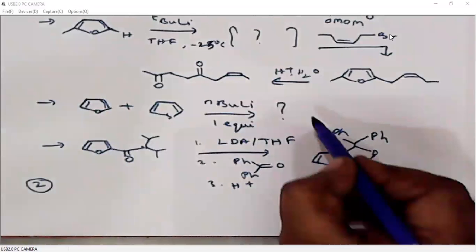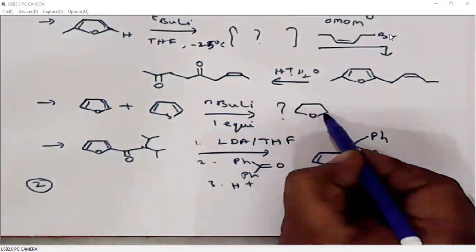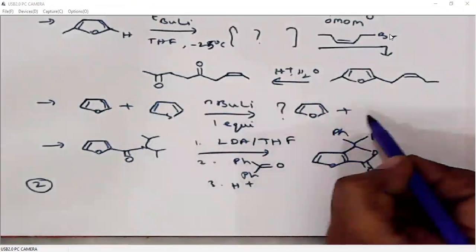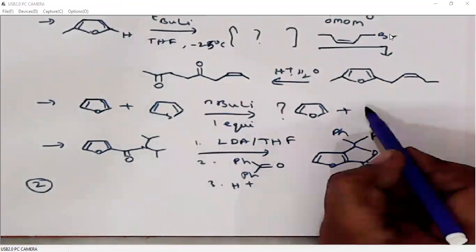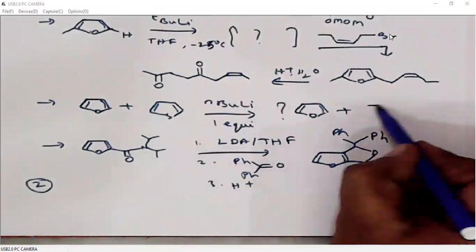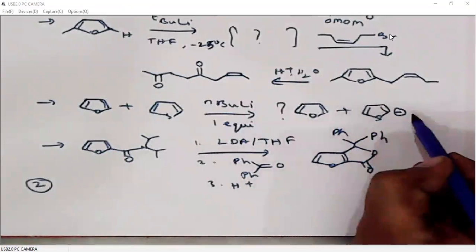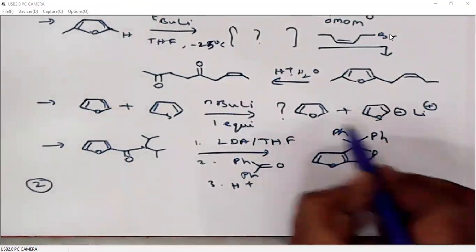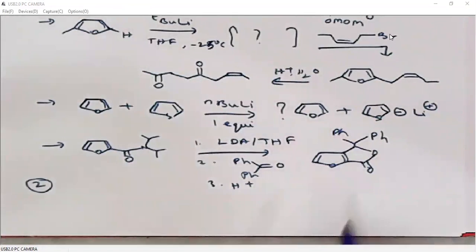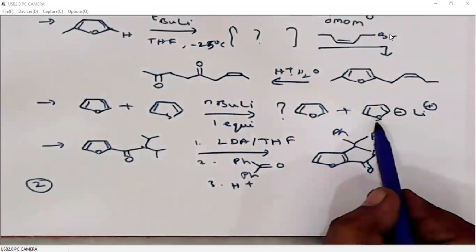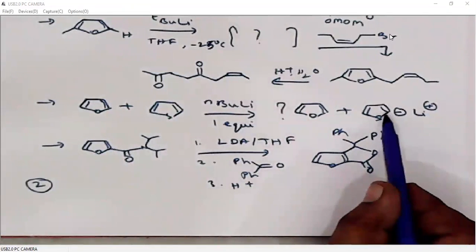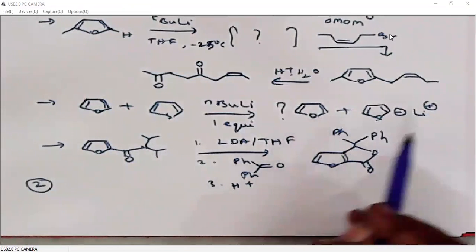Here, furan will not be lithiated because sulfur can stabilize this anion more compared to oxygen. So thiophene will be ortholithiated compared to furan.